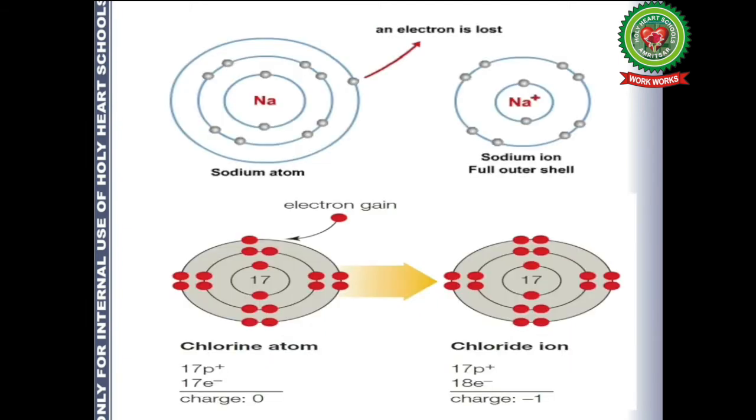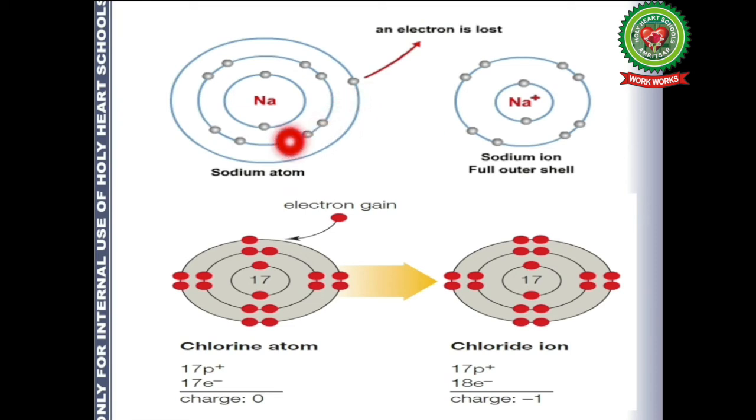Now, if an atom doesn't have that inert gas configuration, then what will it do? Let us take example of sodium atom. Its atomic number is 11. Its electronic configuration is 2, 8, 1. It has 1 electron in its outermost shell. Now what it will do is, either it can gain 7 electrons or it can lose 1 electron. Losing 1 electron is simpler for sodium as compared to gaining 7 electrons.